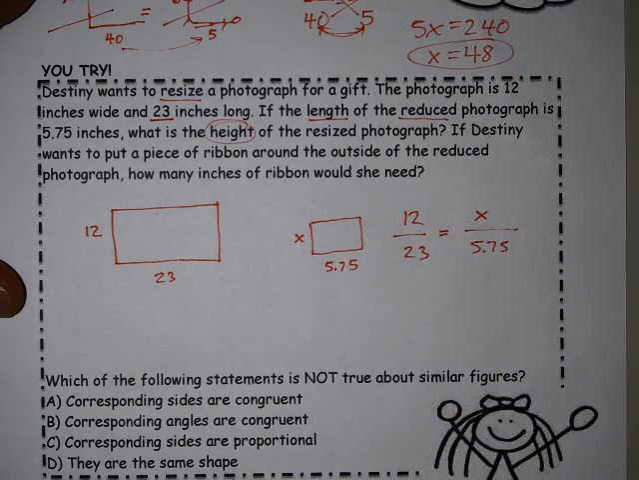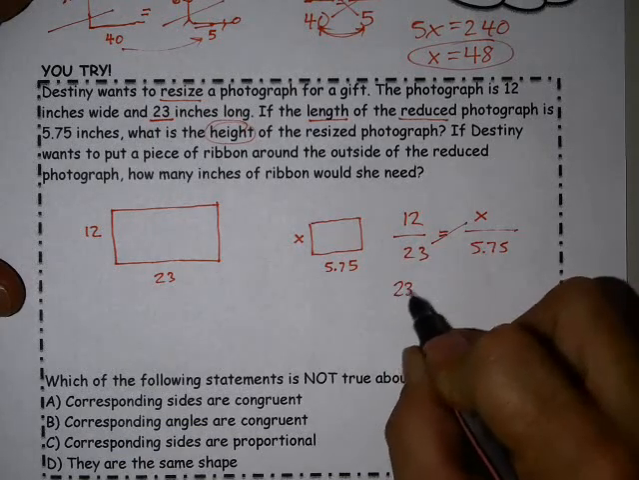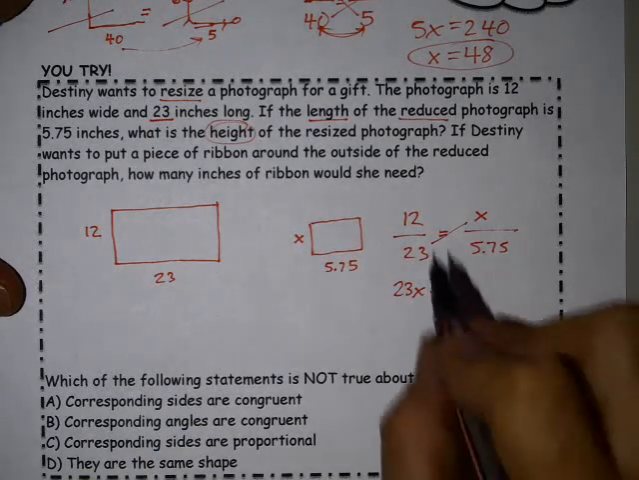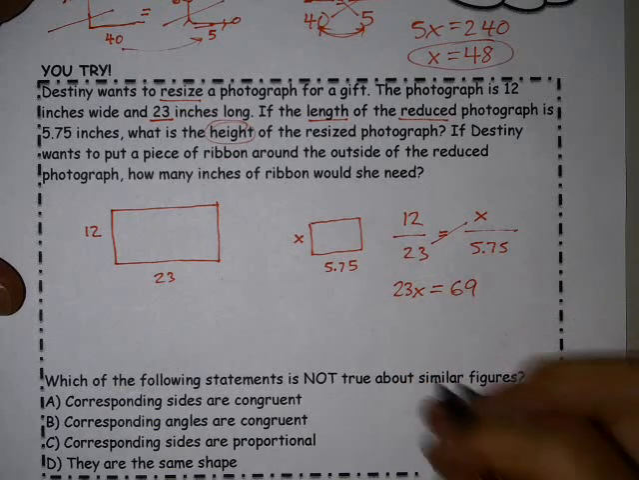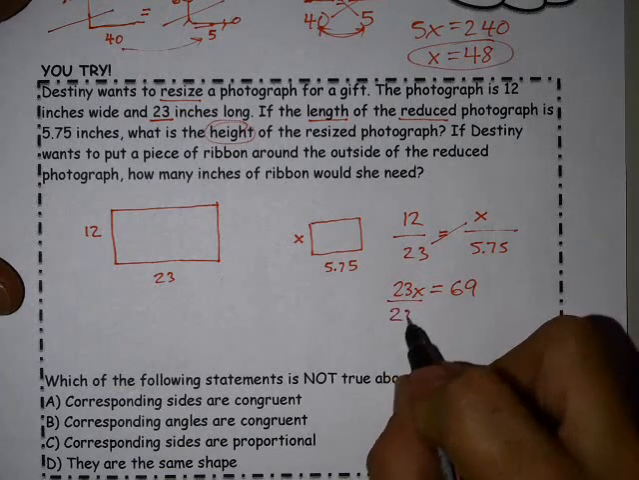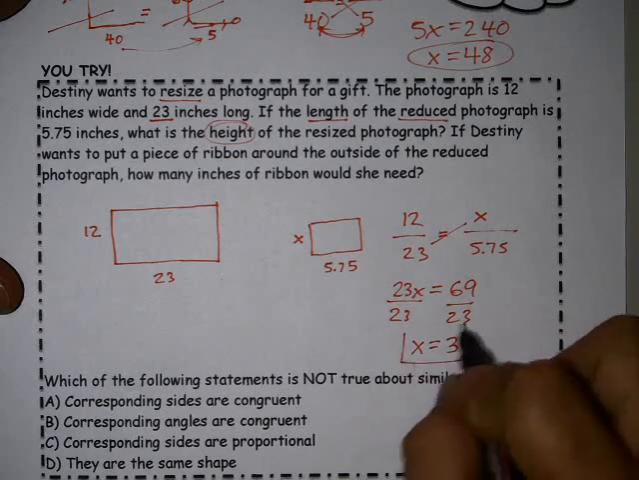This is going to take a little bit of extra work with all the math. I understand that, but if we know how to set these up, then we shouldn't have much of a problem actually doing the work. That's just going to be some arithmetic. So I'm going to cross multiply. 23x equals, and when you did 12 times 5.75, you should have gotten exactly 69. And then when you divide both sides by 23, you should have gotten an answer of exactly 3.